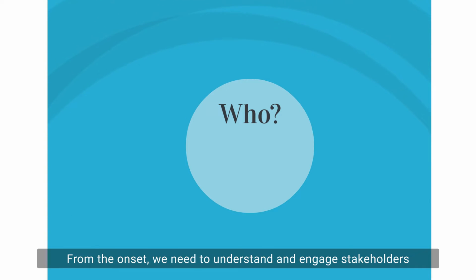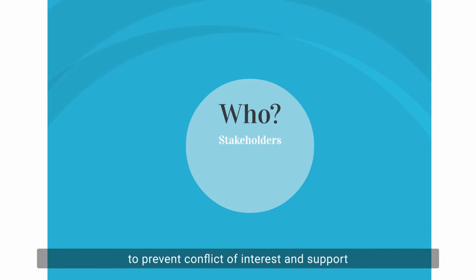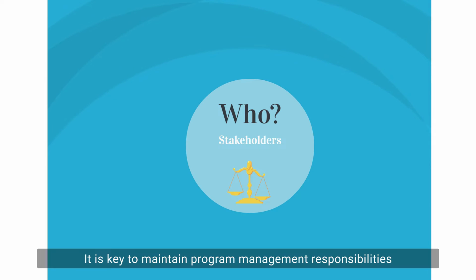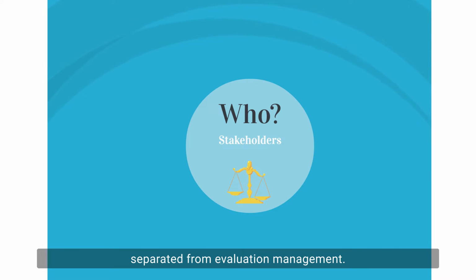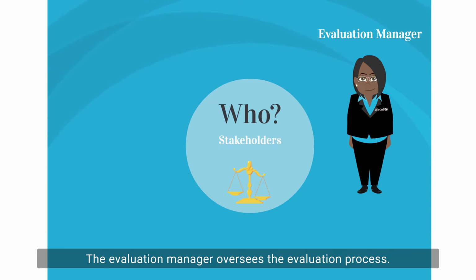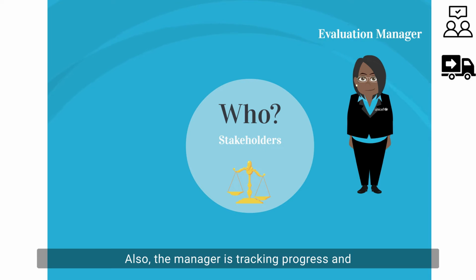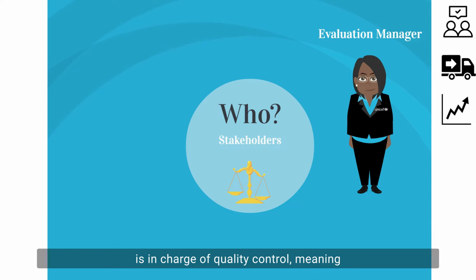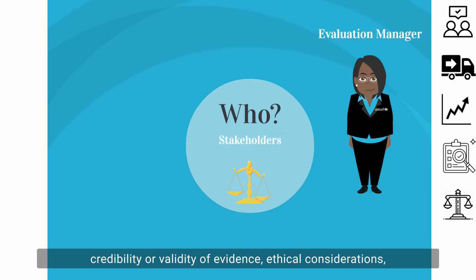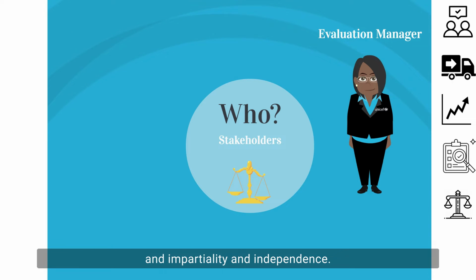Who will be involved in the evaluation process? From the onset, we need to understand and engage stakeholders. To prevent conflict of interest and support impartiality and independence of evaluation, it is key to maintain program management responsibilities separated from evaluation management. All evaluations need an evaluation manager. The evaluation manager oversees the evaluation process. He or she is in charge of the logistics and communication. Also, the manager is tracking progress and is in charge of quality control, meaning credibility or validity of evidence, ethical considerations, and impartiality and independence.